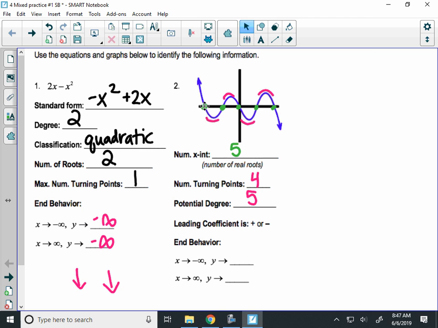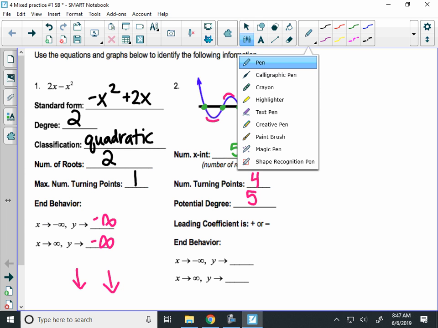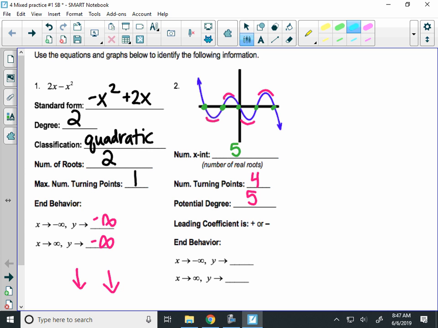The end behavior, if the arrows go in opposite directions, you're going to connect the end points of the arrows. And you should see there that that line is going down, so you have a negative trend, so the leading coefficient is negative. For end behavior, as x goes to negative infinity, that means on the left, the arrow is going up to infinity. As x goes to positive infinity, on the right, the arrow is going down towards negative infinity.